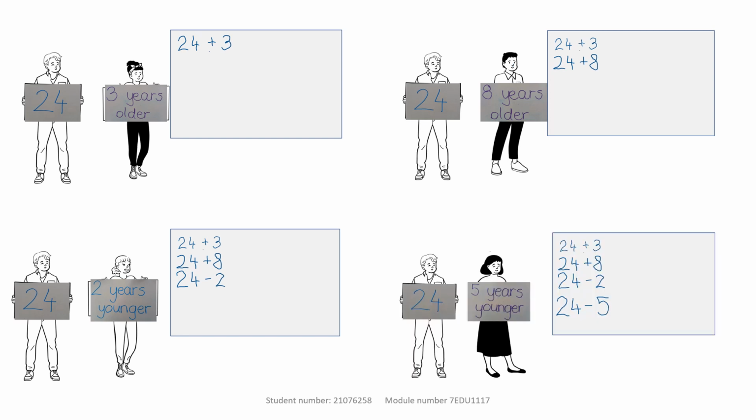We repeated the process for the 5 years younger instruction. A different child came to the front of the class to hold up the board. Most of the class put their hands up wanting to give the answer. They clearly understood the task and the working out method. As a result, we had the 4th expression on the wall board, 24 minus 5.